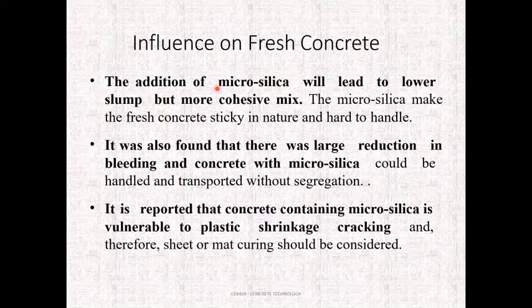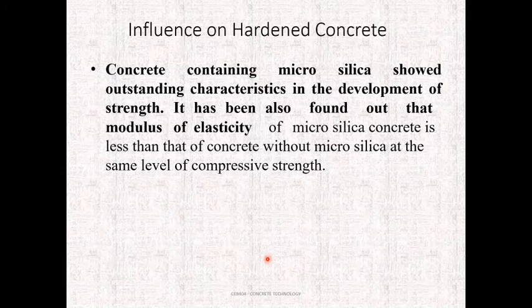The addition of microsilica will reduce the slump, but because of its cohesive nature, as we saw in the microstructure of the silica fume, there is a large reduction in bleeding, and concrete with microsilica can be handled and transported without segregation. It is also reported that concrete containing microsilica is vulnerable to plastic shrinkage cracks, and therefore sheet or mat curing is required.